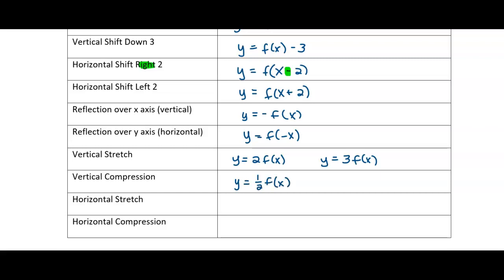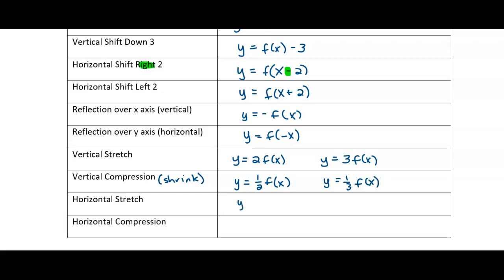Okay, so like if you have a 1/2 out front of the function here, that would tell you you're compressing or shrink, right? That's what they called it in the chart up there, shrink. Okay, and if, let's say, it was a 1/3, that would tell you a vertical shrink or compression.